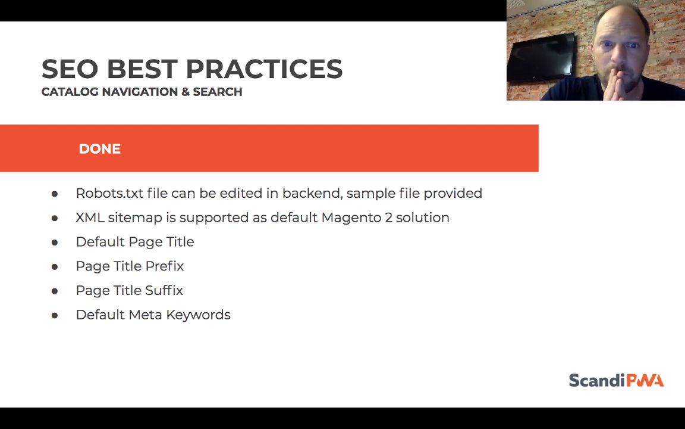XML sitemap is supported as the default Magento 2 solution, so it's nothing we specifically have done. Well, it respects React routing and React URLs, so it is great and it's working. Default page title: when you set up a default page, its title propagates to the store. Page title prefix, page title suffix, and default meta keywords are working.